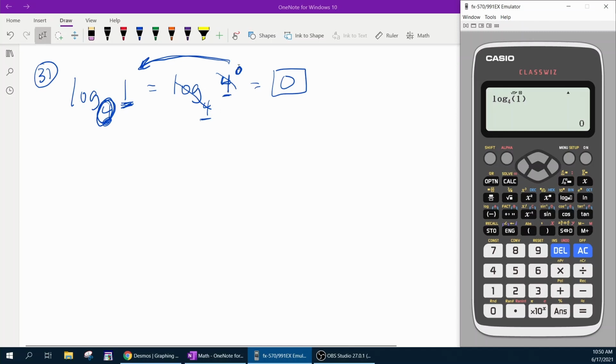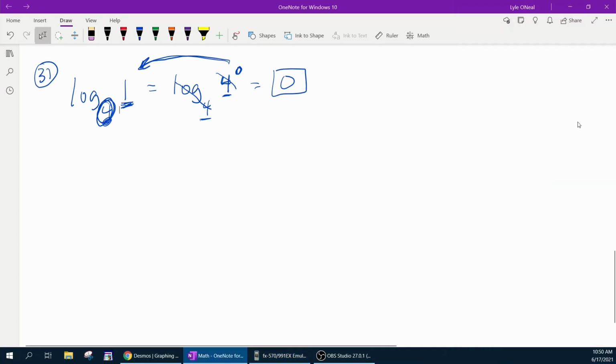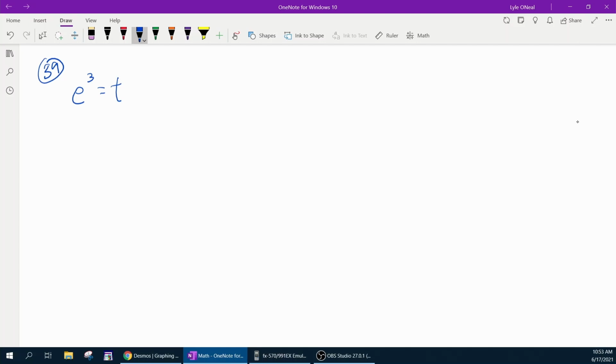And then when the bases match, they cancel as 0, and then the calculator. So there's verified 3 different ways. And that's going to do it for this series of examples. Okay, next example number 39.